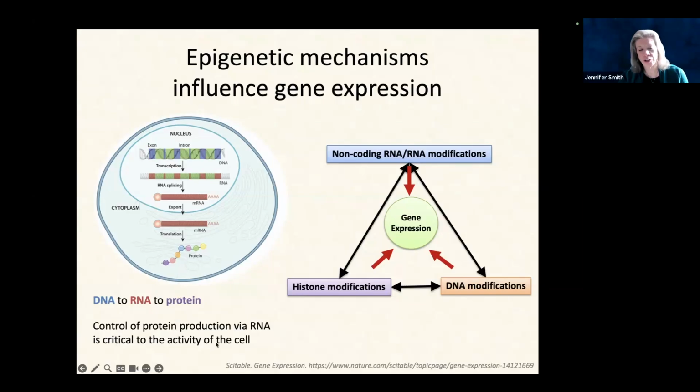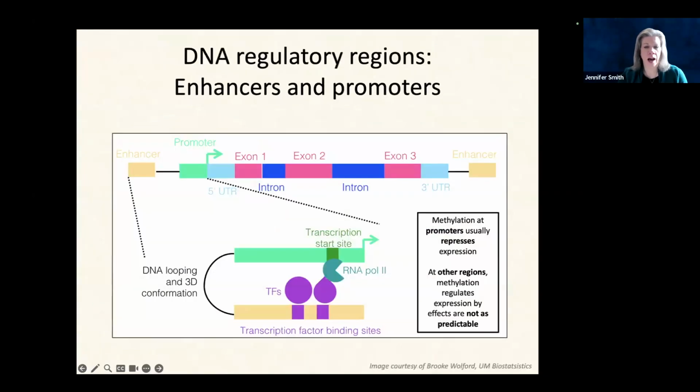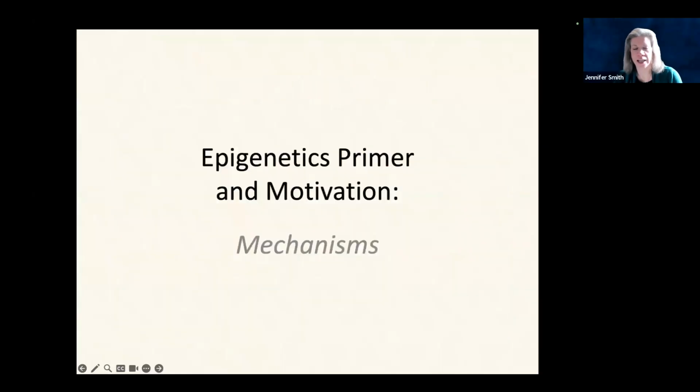And so that control of protein production via this RNA is critical to the activity of the cell, right? All of these different pieces, the histone modifications, the modifications to DNA, and the non-coding RNA, are going to affect the expression of genes. And this one I'm going to skip because I'm going to cover it in a second. So any questions on that before we move on to more specifics about the mechanisms?